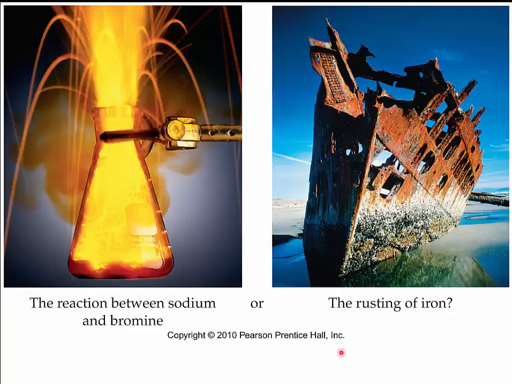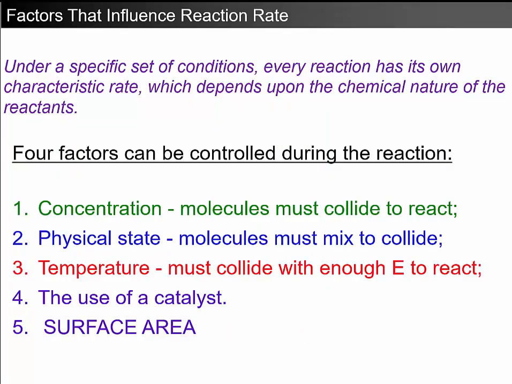Right? Some reactions are going to happen fast, like the reaction between sodium and bromine, and some of them are going to happen slow, like the rusting of iron. They're both exothermic processes. They're both spontaneous. One is just happening at a faster rate than the other. They're both redox processes. Right? So there are some factors that influence reaction rate.